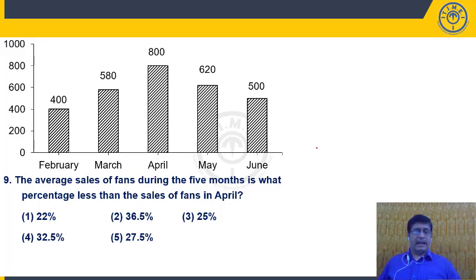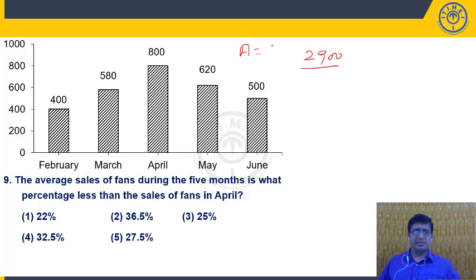Okay. The average sales of the fans during the 5 months is what percentage less than the sales of fans in April? Yes, my dear students, please, what is it saying here? Fans, what to compare here? What we need to compare? Average sales during 5 months. So what is the total? Total is equal to 2900.